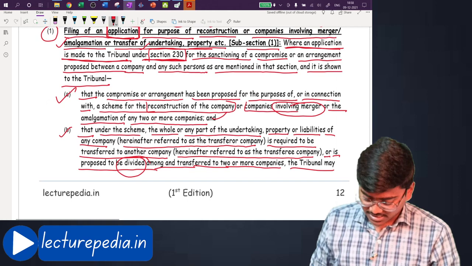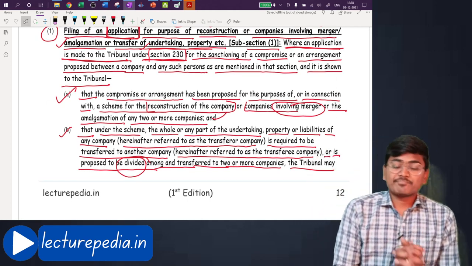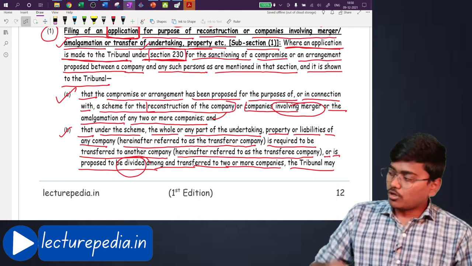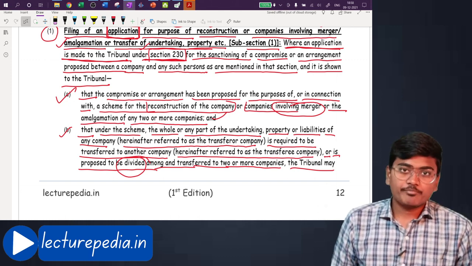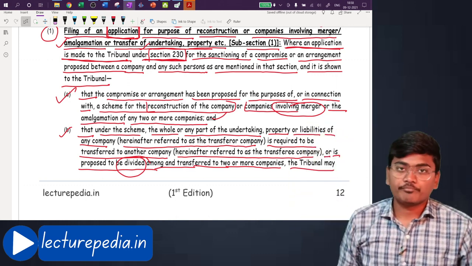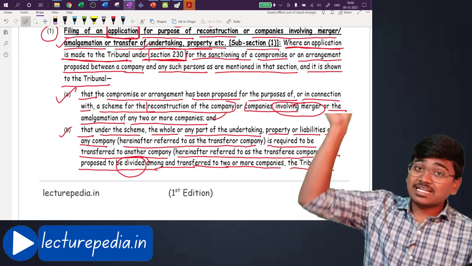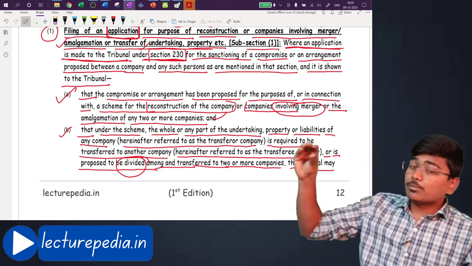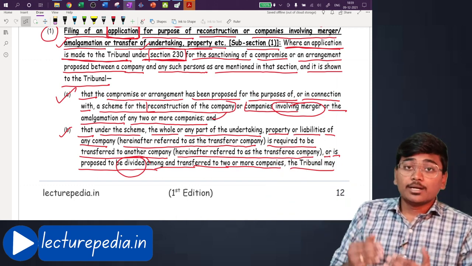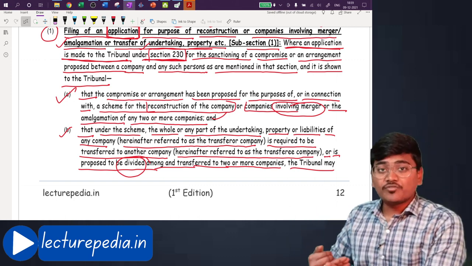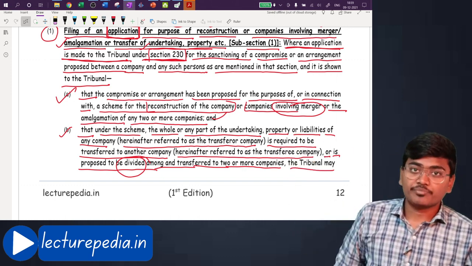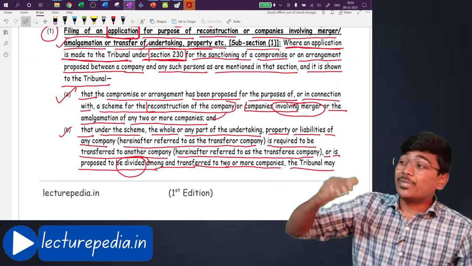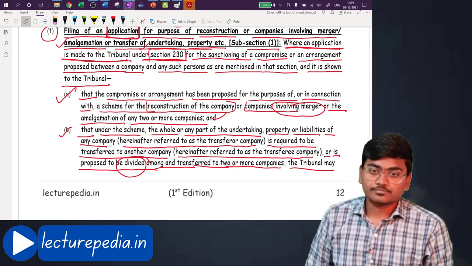See, let us see what this subsection is saying. Let's say a company wants to amalgamate or merge with another company, or a company wants to demerge. For this purpose, it has to file an application with the tribunal, and the application has to be moved to the tribunal under section 230, that is compromise or arrangement, and the company has to say that this compromise or arrangement involves merger of two or more companies or demerger of the company into two or more companies. This has to be mentioned in the application, saying that the compromise or arrangement being proposed in this application involves merger or amalgamation. This has to be stated in the application. Okay.